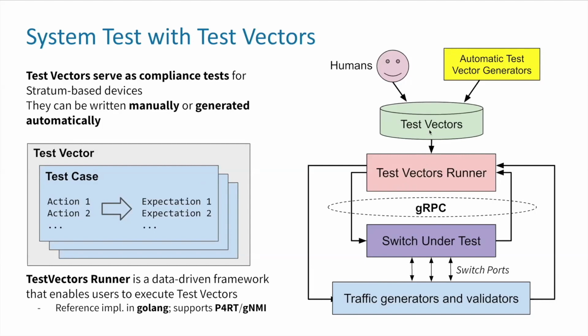TV runner takes test vectors as input and translates them into a set of gRPC requests and responses that go to the switch, and the test vectors are also converted to external stimuli like data plane packet IO. In the most common scenario, there'll be a traffic generator that will send and receive packets to the switch under test. The traffic generator could be part of the TV runner itself, or it could be an external part.